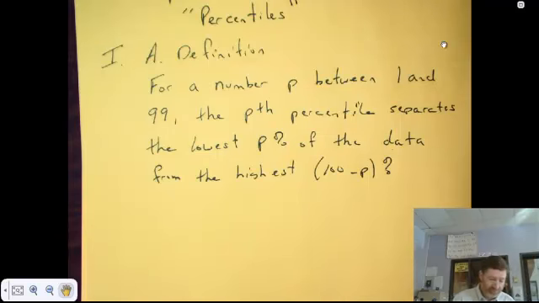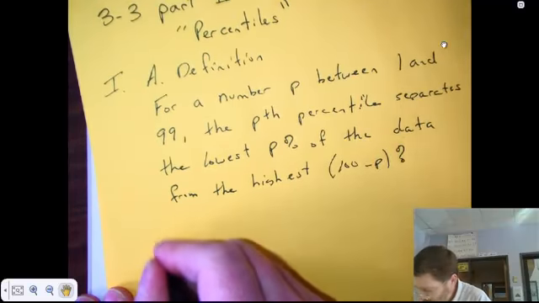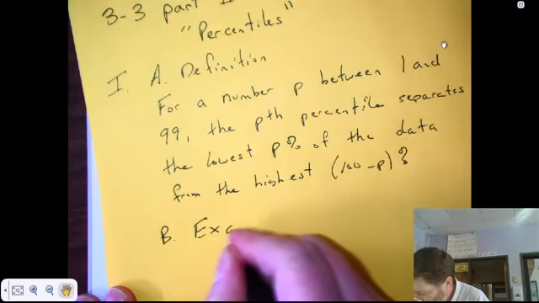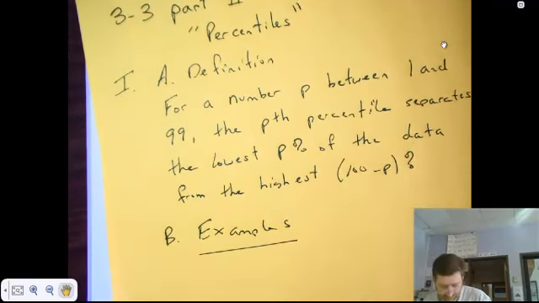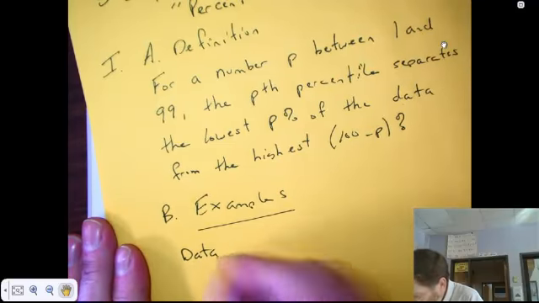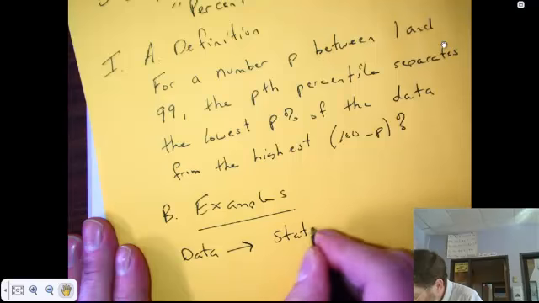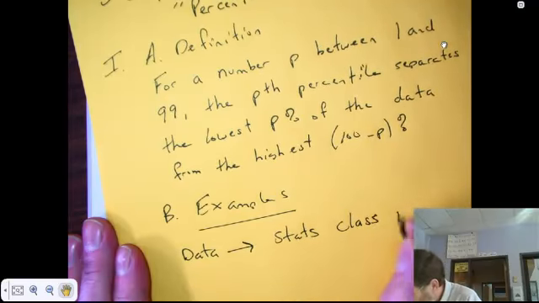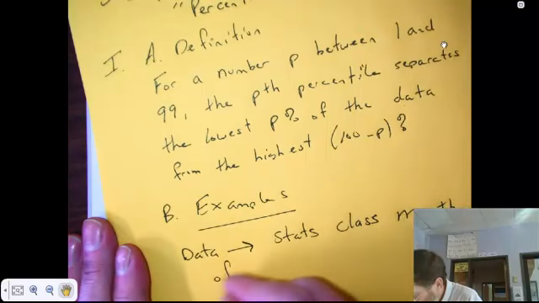Let's go through an example about how we're going to do some different calculations with this. Let's come up with some type of example. Let's just do the months of your birthday. So the data I'm going to collect is the stats class month of the birthday.